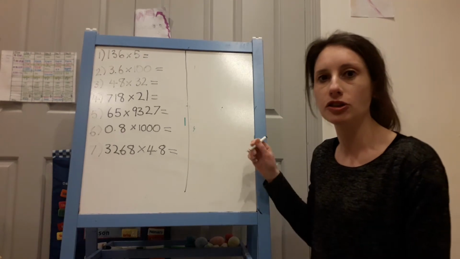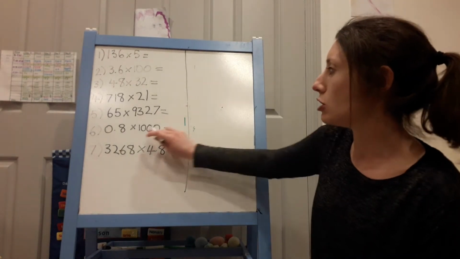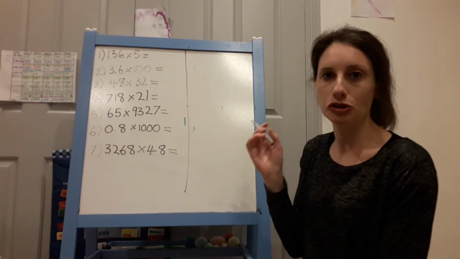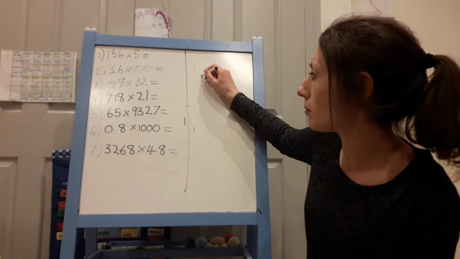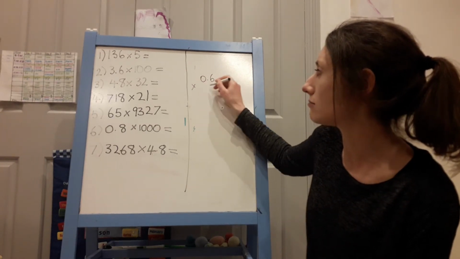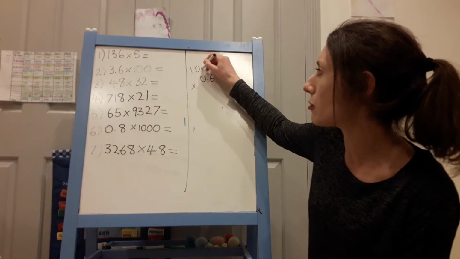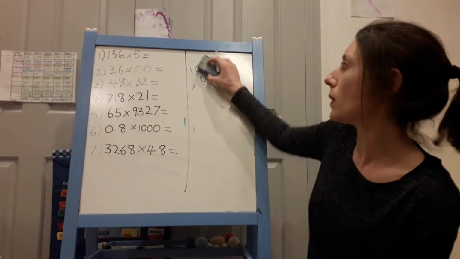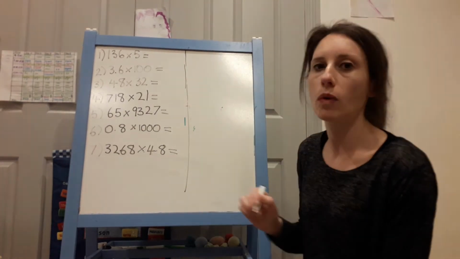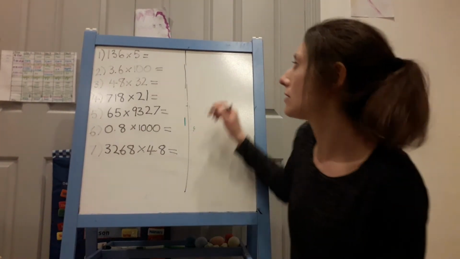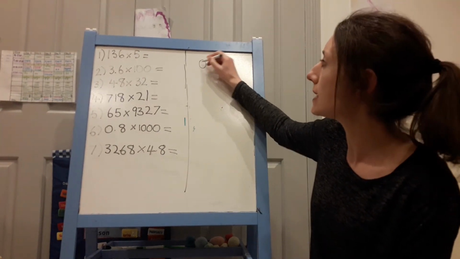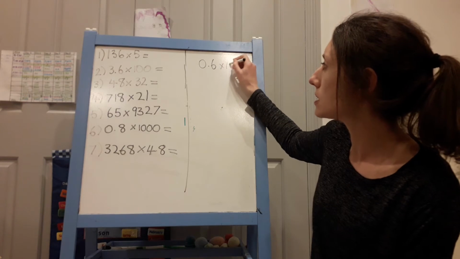What I would like you to do is look and see, because some of these are multiplying by 100. I do not want to see, for example, if it says 0.6 times 100, I do not want to see anything like this, trying to do this column method or something like that. That's not going to work. See if you remember what to do when you multiply by 10, 100 or 1,000. What I would do, I'm going to do that one, I'll say 0.6 times 100.